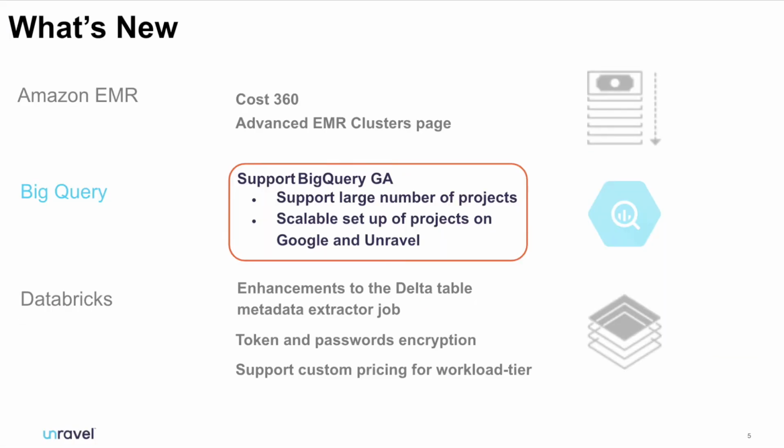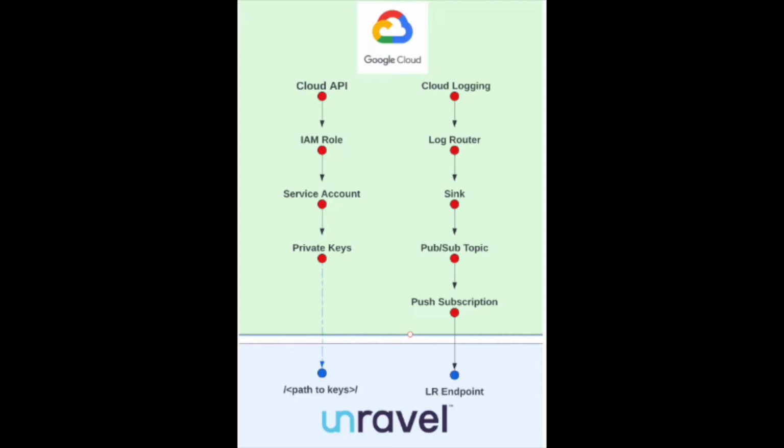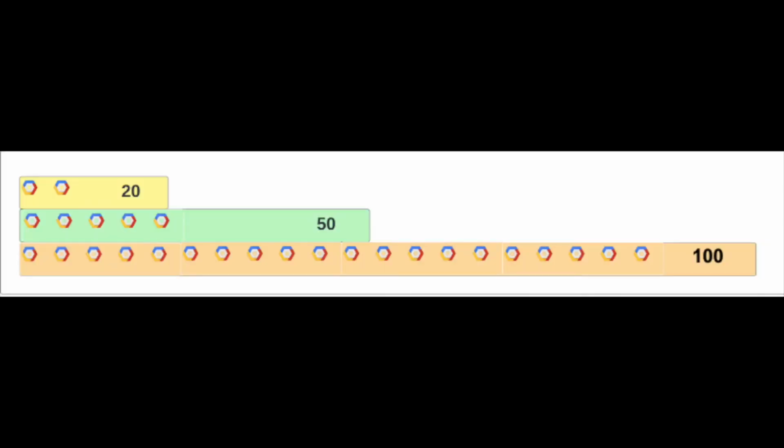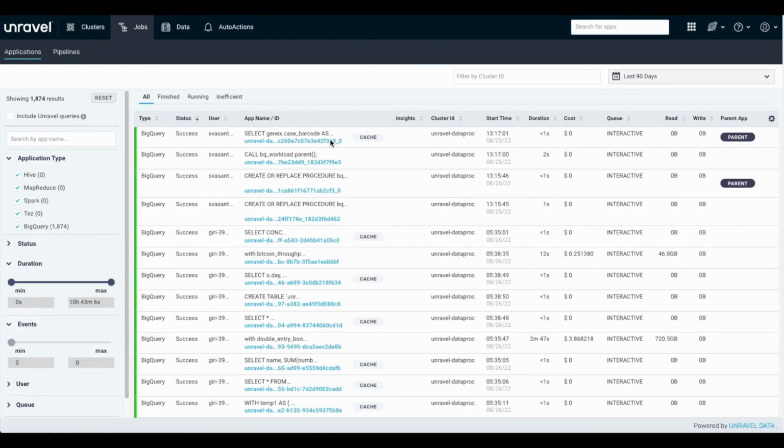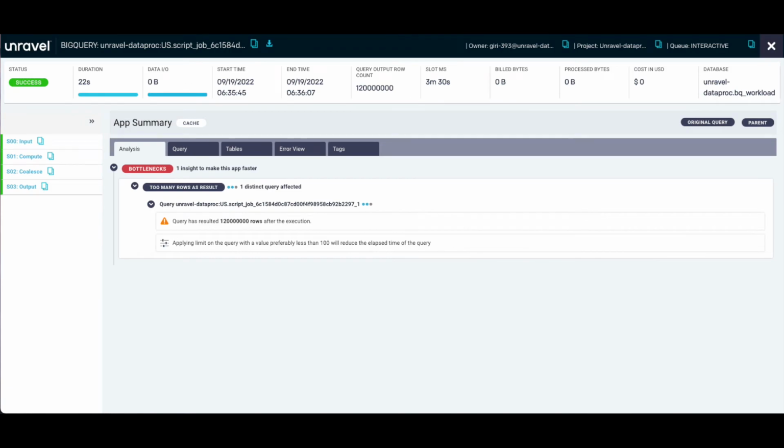Here's a much-awaited feature, the support of BigQuery general availability in Unravel. For the GCP BigQuery platform, you can now set up Unravel to automatically create and configure multiple service accounts and resources. In this release, you can now add up to 100 BigQuery projects at a time for Unravel monitoring. View cost per job for the BigQuery-enabled cluster. View the parent query and cached queries separately.